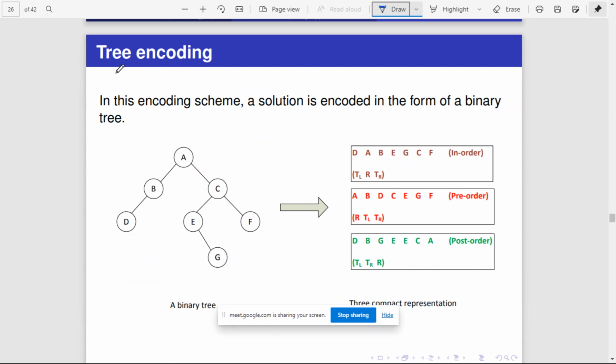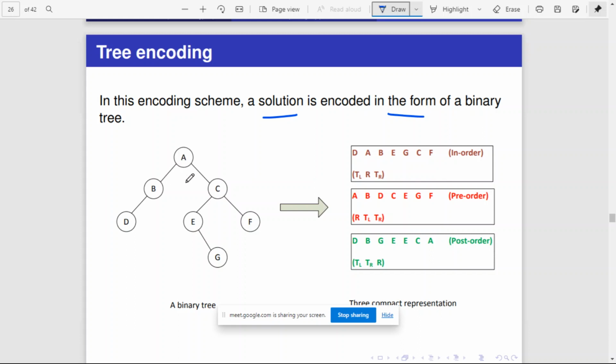Right. The next is tree encoding. In a tree encoding scheme, the initial population is a set of solutions, and the solutions are encoded in the form of a binary tree. So this is a binary tree. I think everybody knows a binary tree is a tree which can have a maximum of 2 children. Here you can see there is no node with more than 2 children. Either there are nodes with fewer than 2 children or at most 2 children.